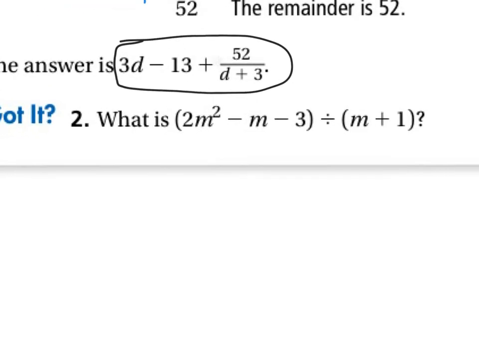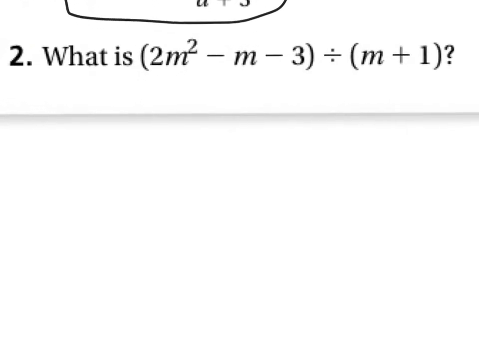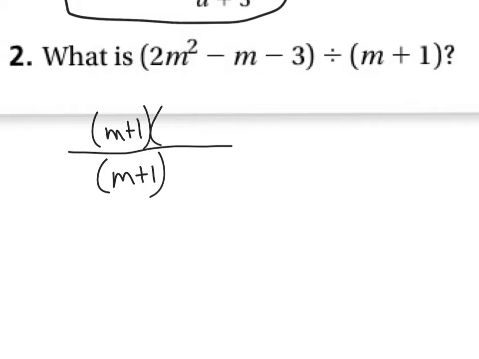If you look at the got it 2, here is what they want us to divide out. Like I mentioned earlier, one thing you can do real quick just to double check is whether this would somehow factor. So we have an m plus 1 in the denominator. Could we get an m plus 1 in the numerator?